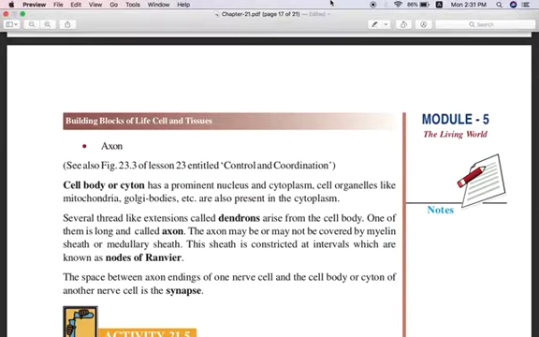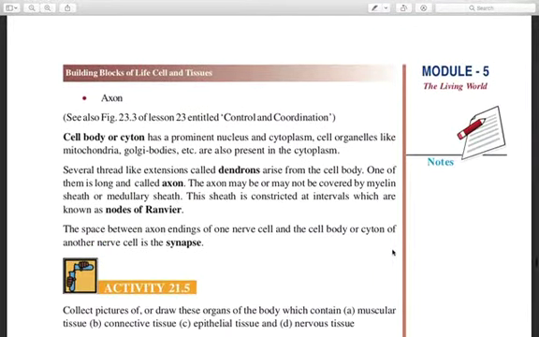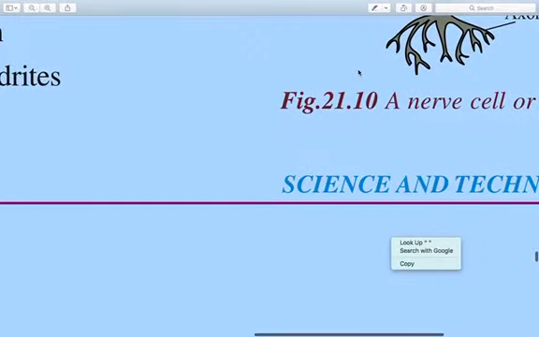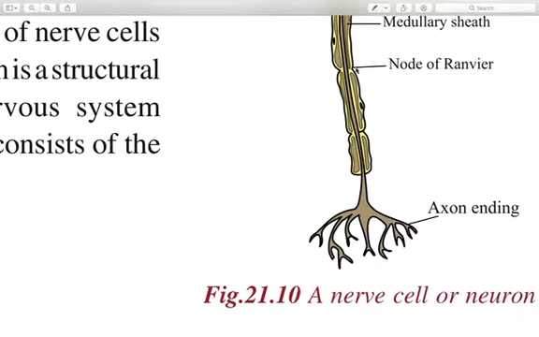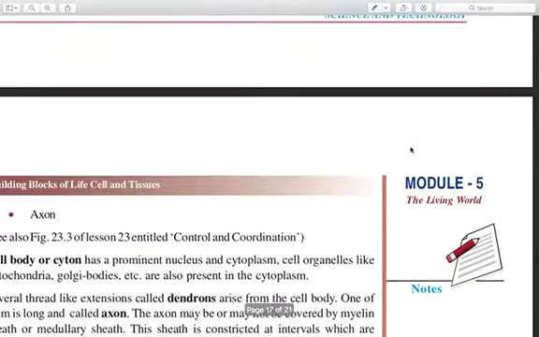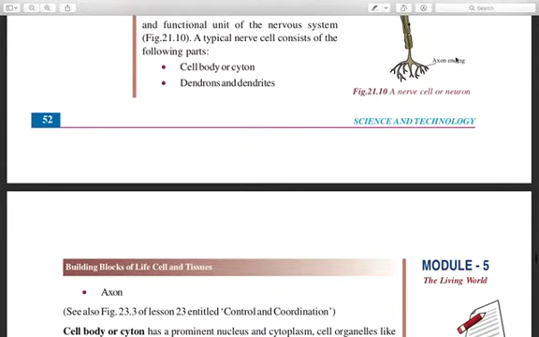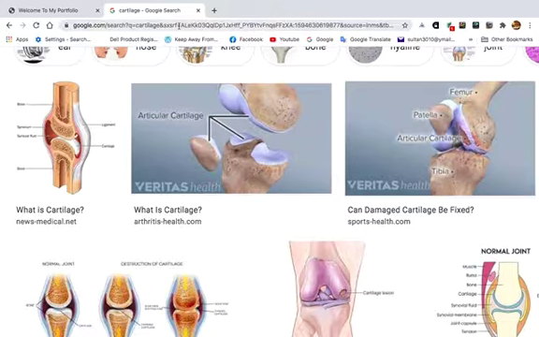And the axon may or may not be covered by the myelin sheath or medullary sheath. It could be either covered with this medullary sheath outside or may not be covered. And this sheath is constricted at intervals. Here you can see there are regular intervals, and in these regular intervals there is a node. This is what is called the node of Ranvier. The space between the axon ending of one cell, this is the axon ending, and the cell body or cyton of another nerve cell is the synapse. I'll show you so that you understand better.